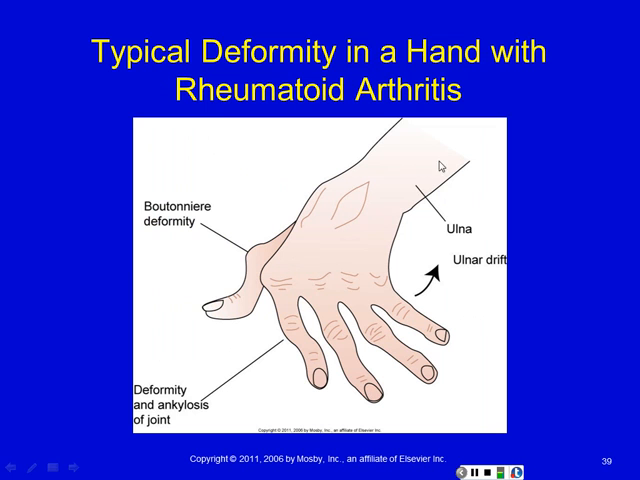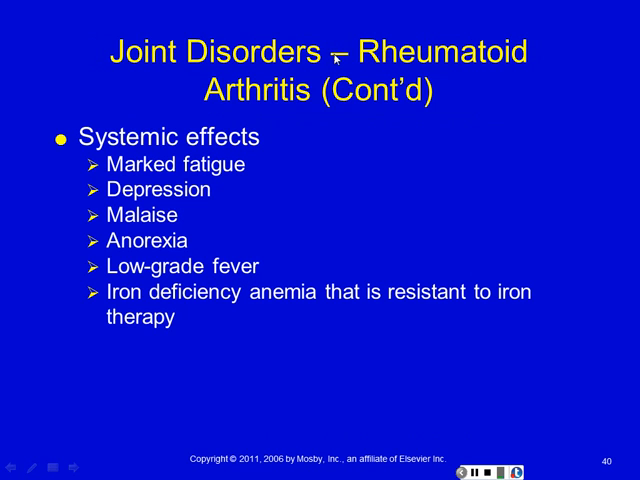So she's got, here's her ulna. So her joints are drifting towards the ulnar side. You can see the big knuckles of classic rheumatoid arthritis. When you palpate these, they feel hard like bone, and that's because the ends of the bone have been deformed. So we get this sort of appearance. You see the little knob at the top. So this is a classic hand of a rheumatoid arthritis patient. All right.